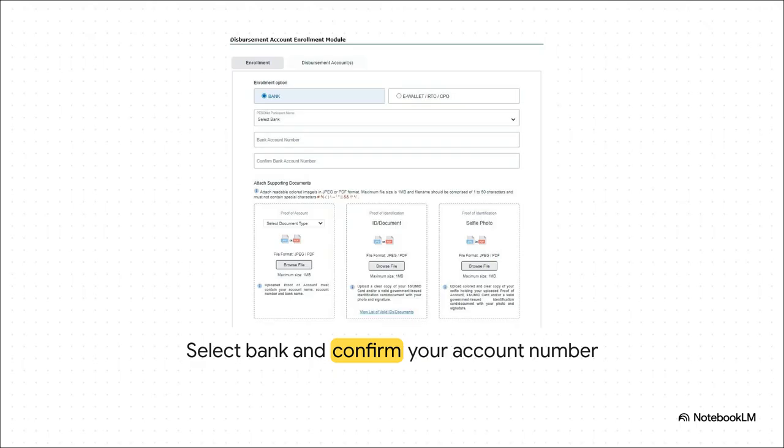At the top, you choose your enrollment option, either a regular bank or an e-wallet. After you pick your bank from the dropdown, you'll type in your account number. And notice right below that, there's a spot to confirm it. You have to type the whole thing out a second time just to guarantee absolute precision.